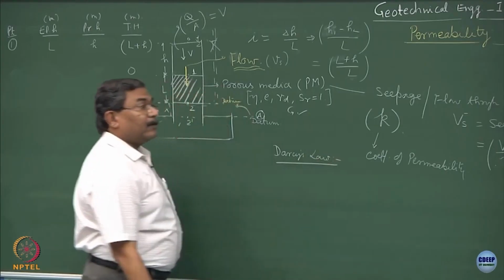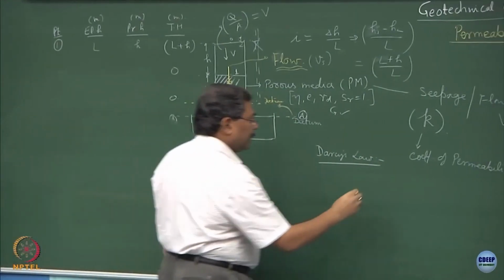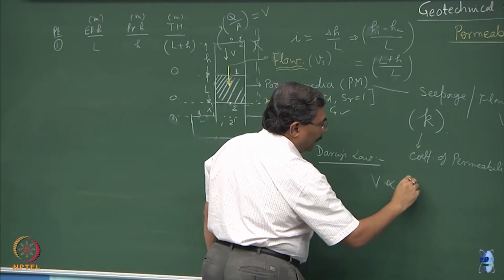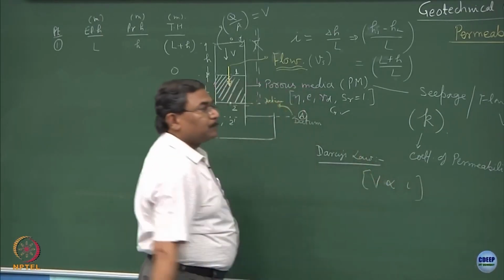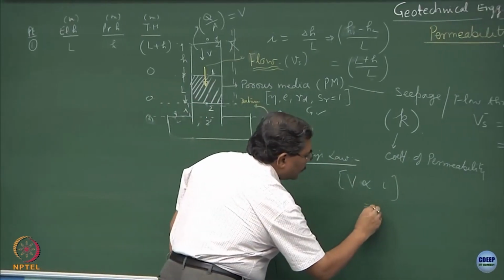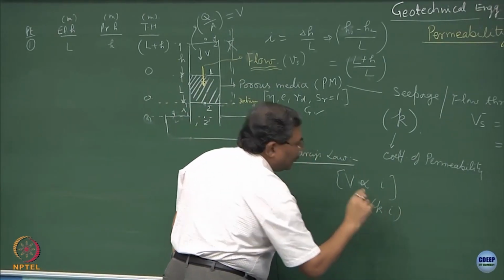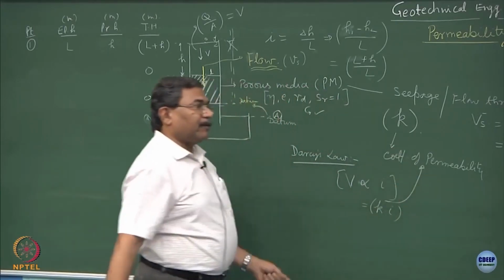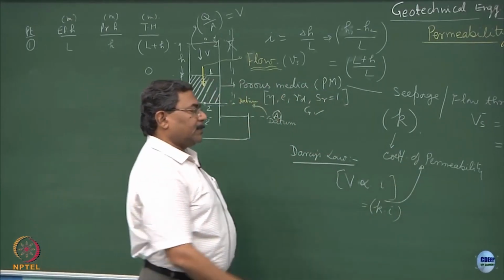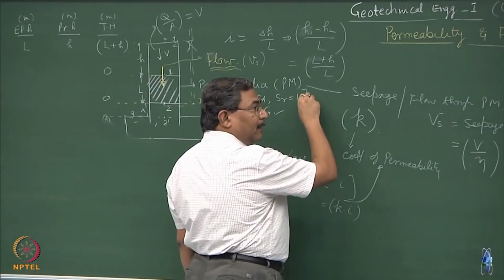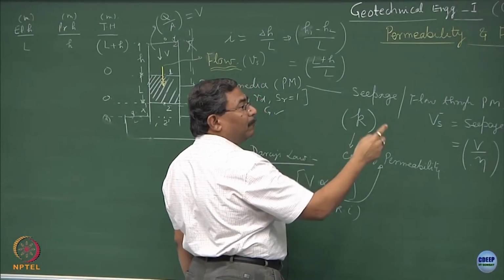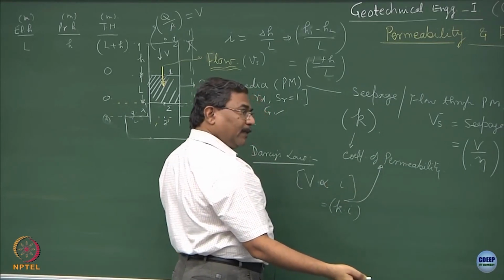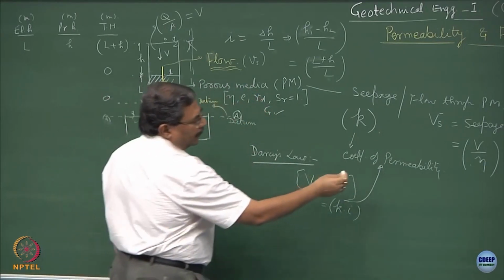Now, if you go back to this equation where the Darcy's law says, Darcy's law is valid for discharge velocity. So, we say that discharge velocity is proportional to hydraulic gradient, correct? Or this is equal to K into I. What is K? Coefficient of permeability. What is coefficient of permeability? This is the resistance offered by the porous media to the flow of fluid. Is this okay? The units are in centimeter per second.